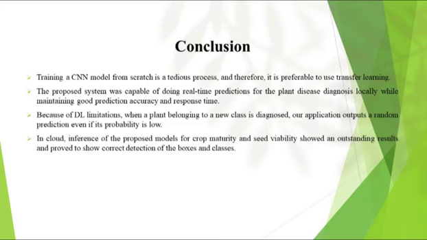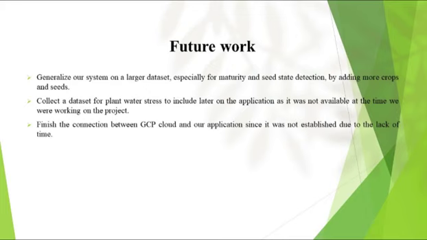In the cloud, inference of the proposed model of crop maturity and seed viability showed an outstanding result and proved to show correct detection of the boxes and classes. Future work: we are planning to generalize our system on a larger dataset, especially for maturity and seed state detection, by adding more crops and seeds, because we had a big problem in collecting this dataset and finding suitable ones for our task.